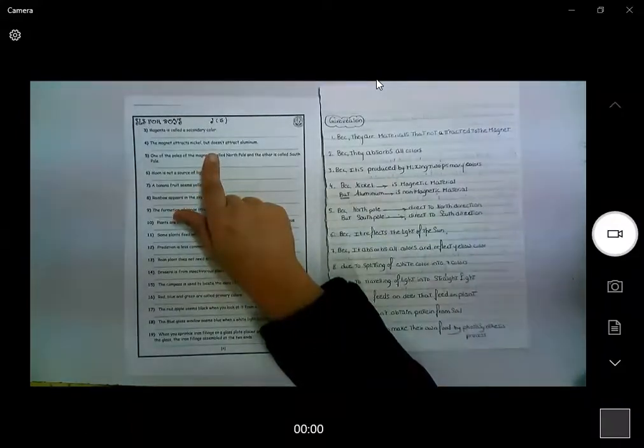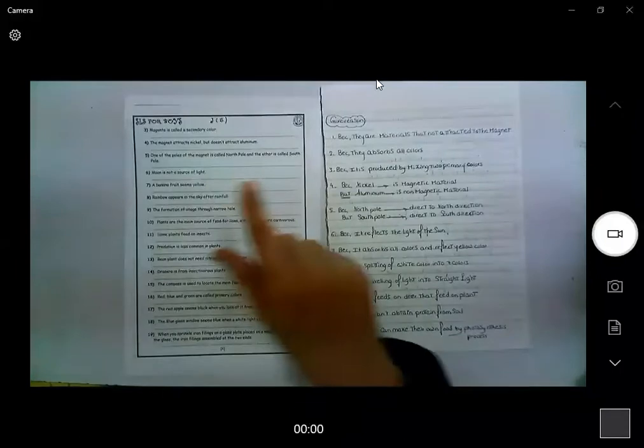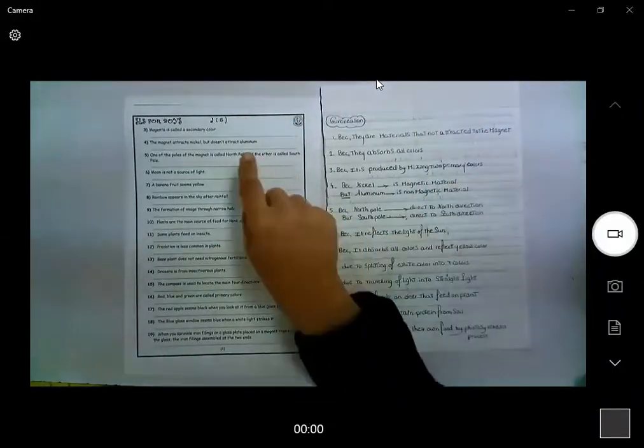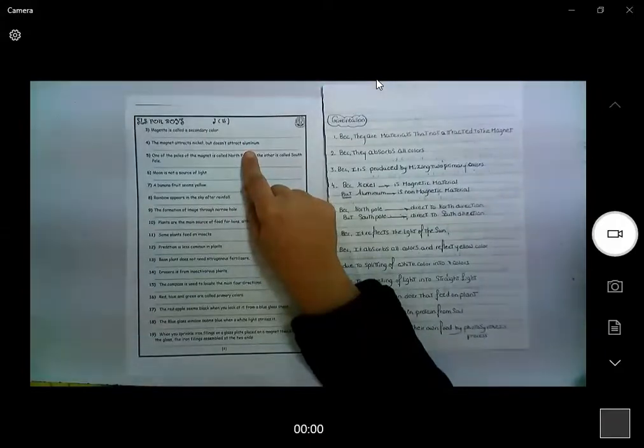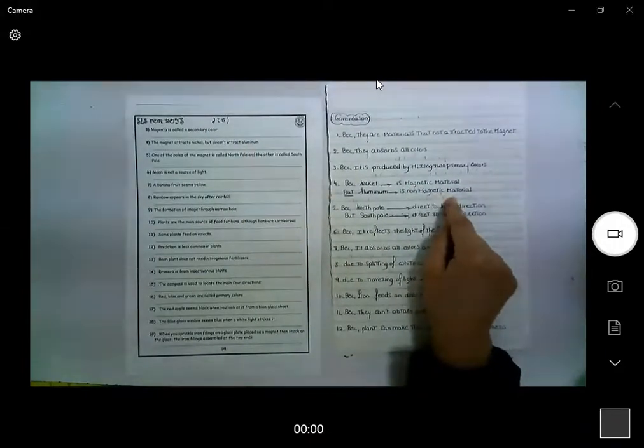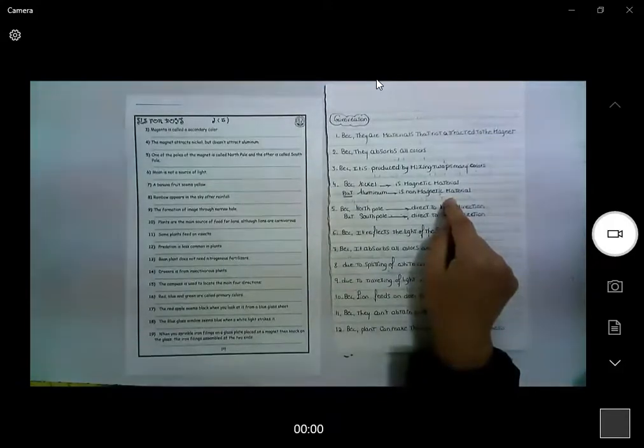The magnet attracts nickel but doesn't attract aluminium. Here, I'm asking you two things, because sometimes you answer the first part and miss the second part. Be concentrated when you answer. The magnet attracts nickel, this is one question, and doesn't attract aluminium, this is another question. Nickel is attracted by the magnet because it's a magnetic material. Aluminium is not attracted to the magnet because it's a non-magnetic material. Sometimes you miss part of your answer; you have to write the answer completely.